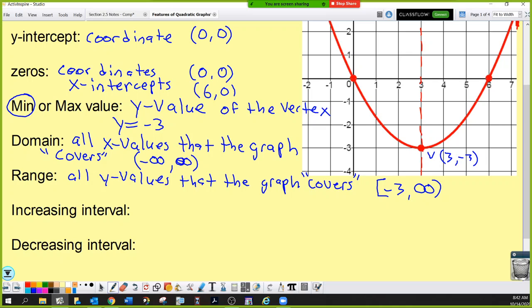This thing is listed from small to big. -3 to positive infinity. Intervals are always written from small to big. Yes, Lewis?